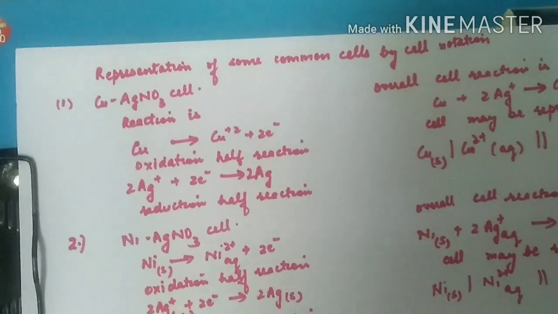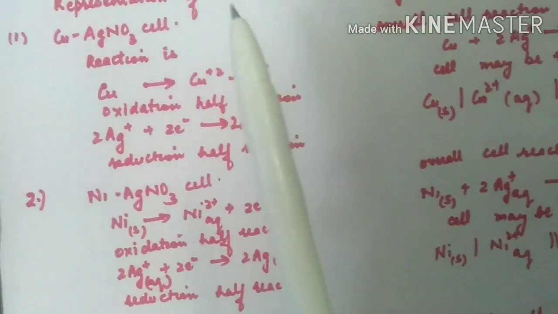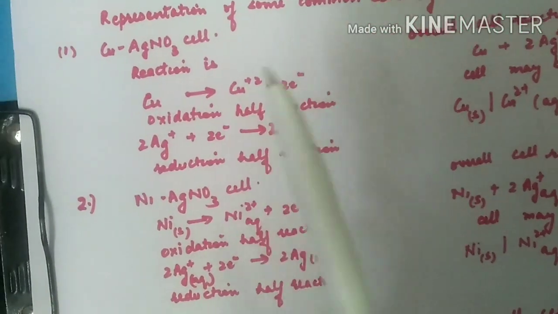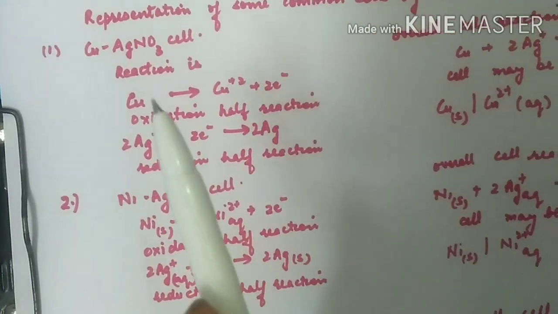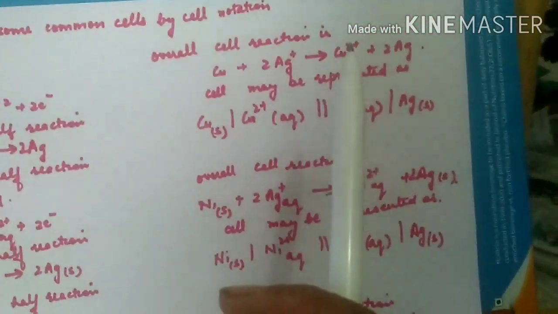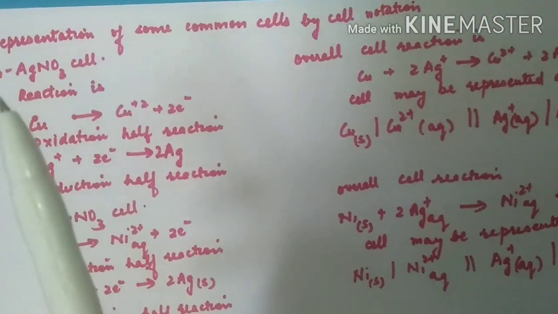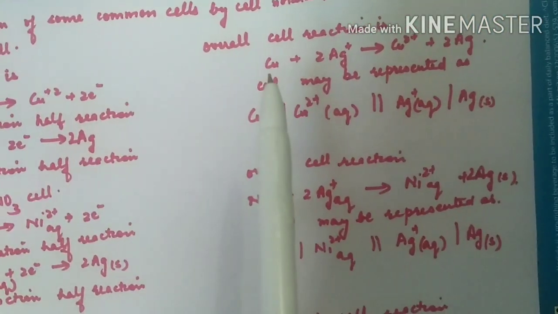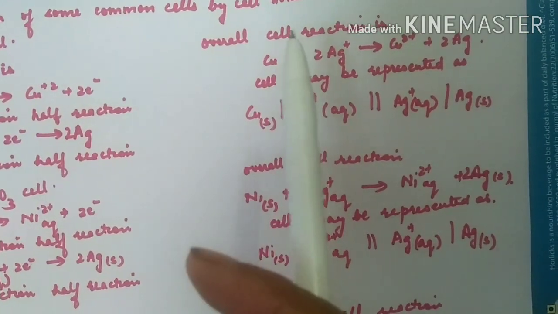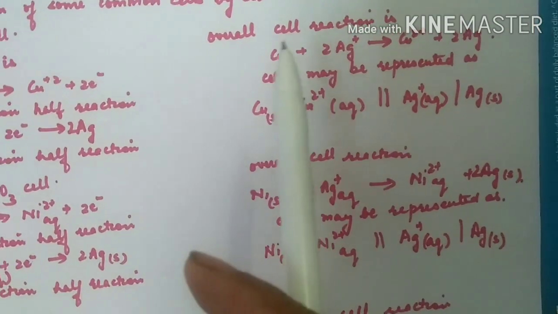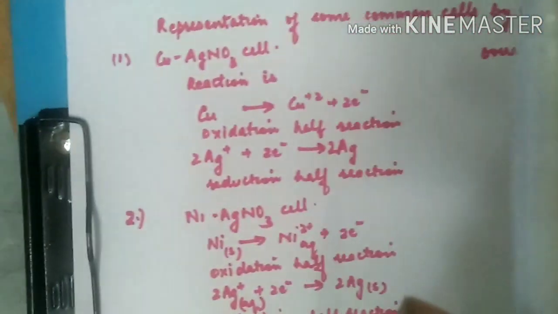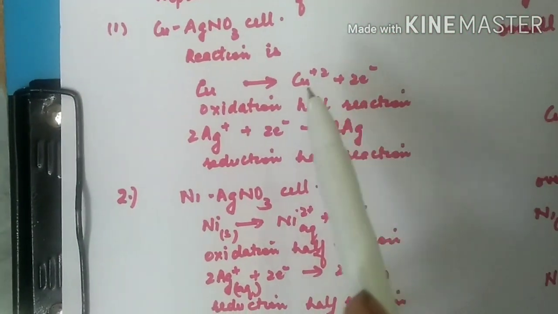You must know that from a reaction you can understand which of the substance will be anode and which will be cathode. The substance which is giving electrons will be anode, and the substance which is taking electrons will be cathode. In the overall cell reaction also, for example, in a copper silver nitrate cell, the overall cell reaction is copper plus silver ions forms copper ions plus silver. So copper is giving electrons to form copper ions. So this is anode. Silver ion is taking electrons to form silver. So this is cathode.